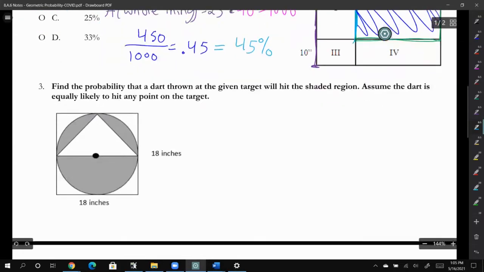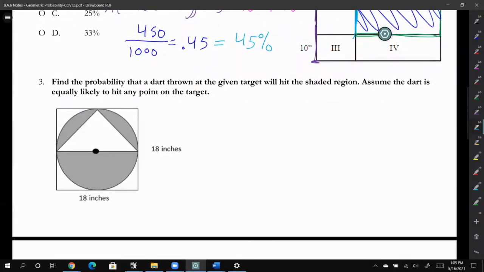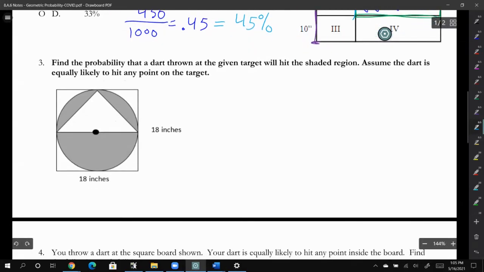All right, let's look at number 3. Now this one looks like there's a lot there. Find the probability that a dart thrown at the given target will hit the shaded region. Assume that the dart is equally likely to hit any point on the target. So we need to find the area of this shaded region, which is a circle, but there is a triangle inside that circle that we have to account for and subtract out. So let's start very broad.